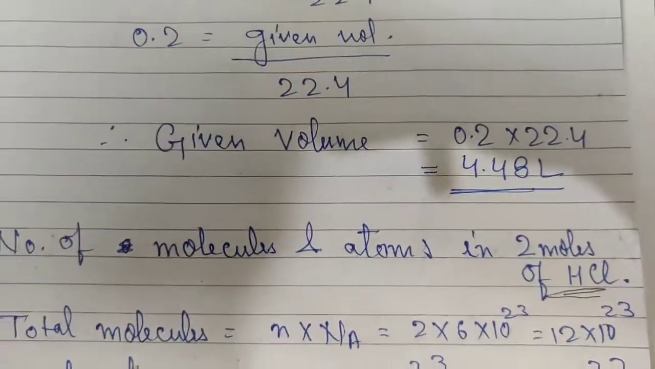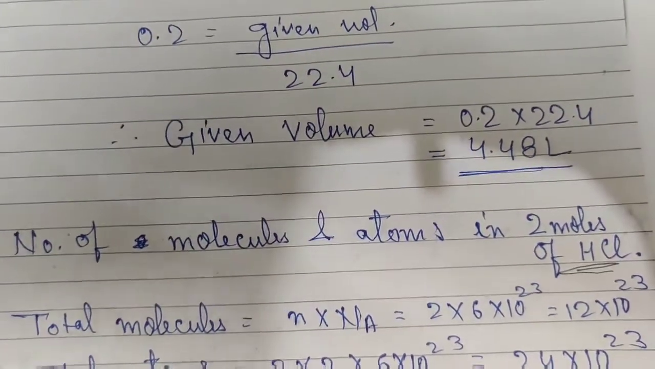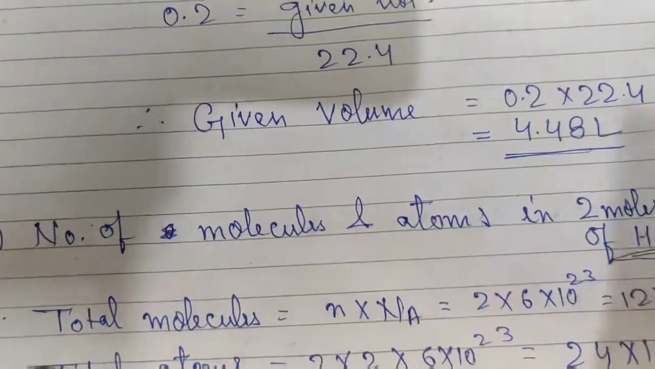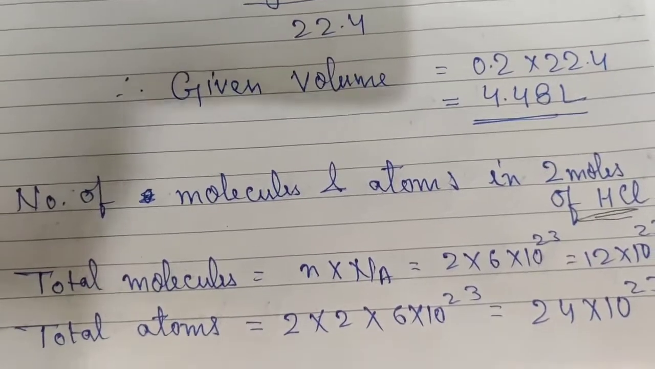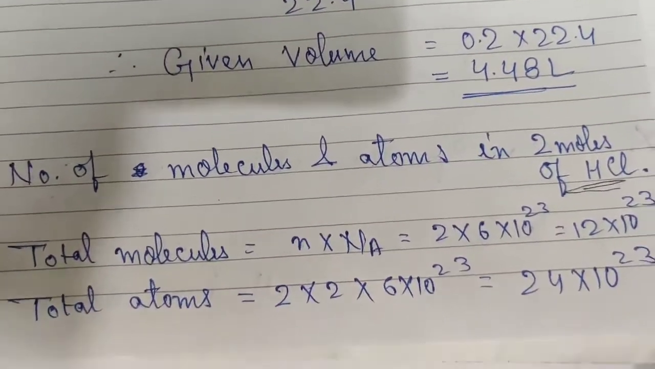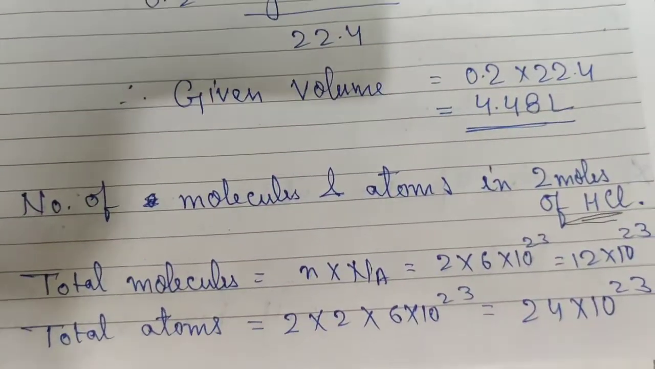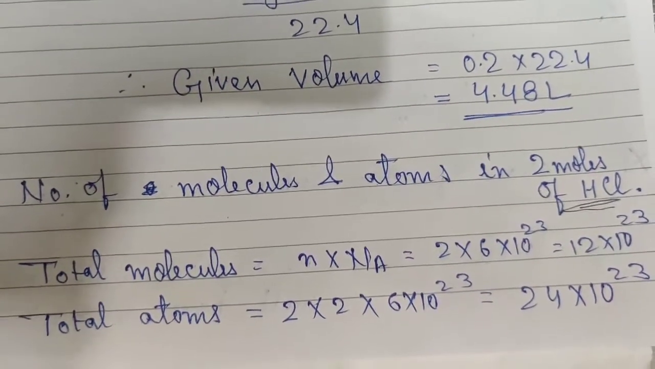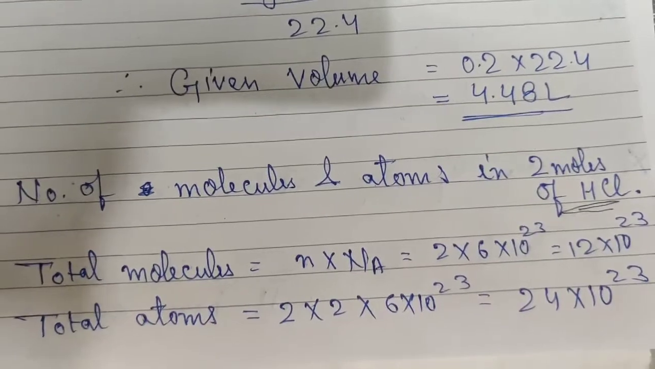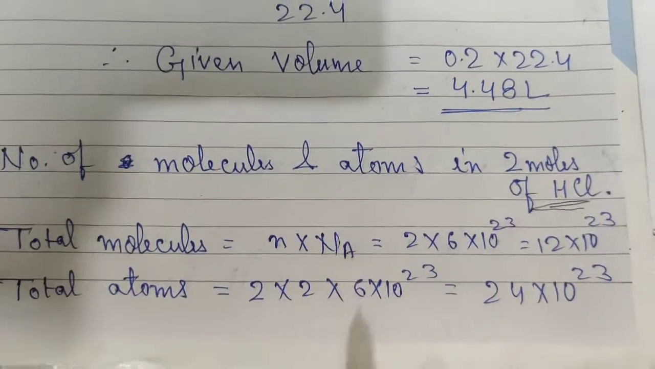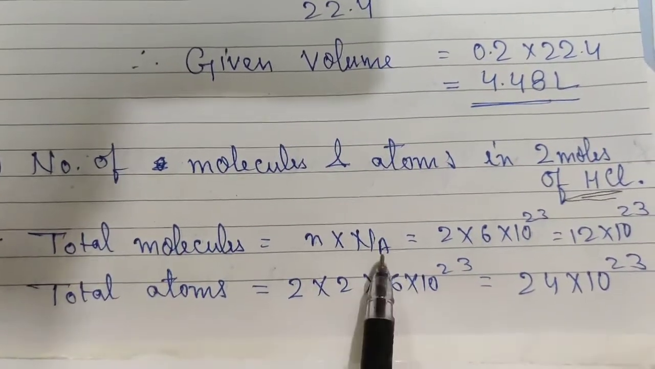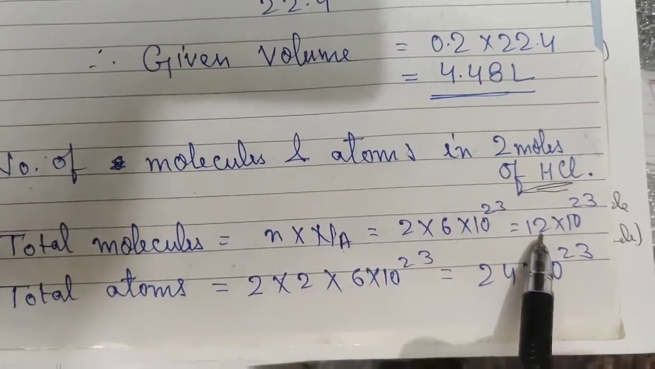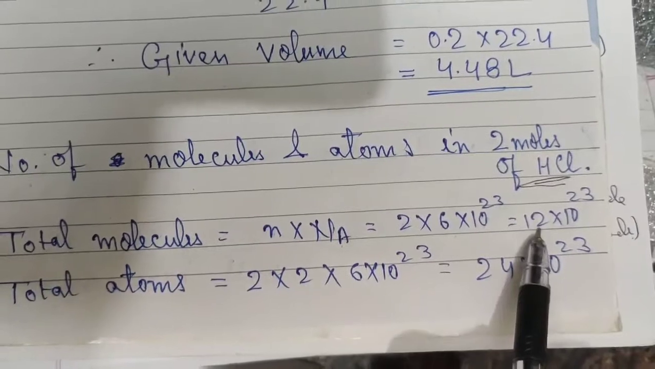Now in this case, when you have to find the total number of molecules in HCl, you simply have to multiply the number of moles with Avogadro's number. The formula says number of moles is equal to given molecules upon Avogadro's number. So I've written the formula directly here, substituted the values and got the answer, that is 12 into 10 raised to the power 23.